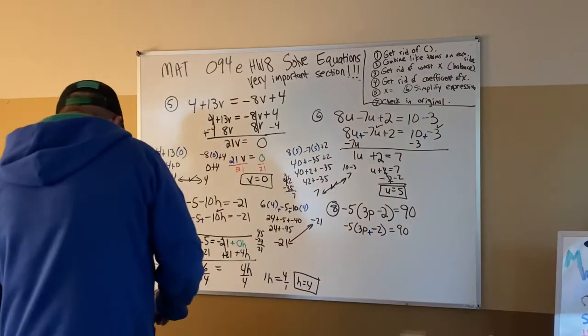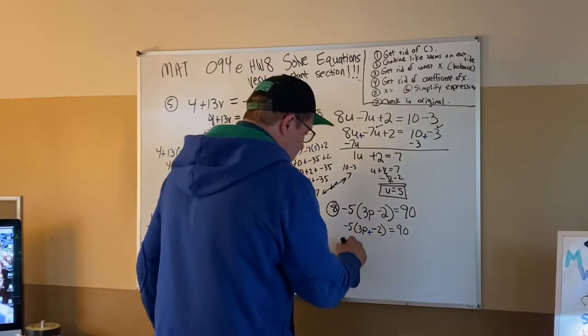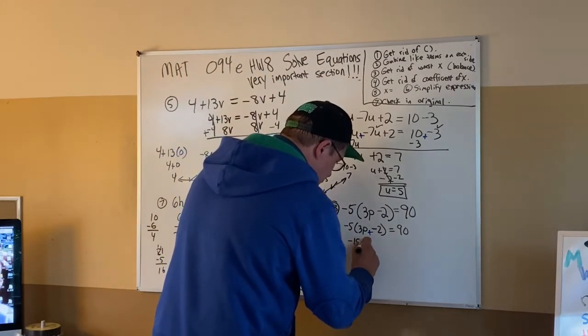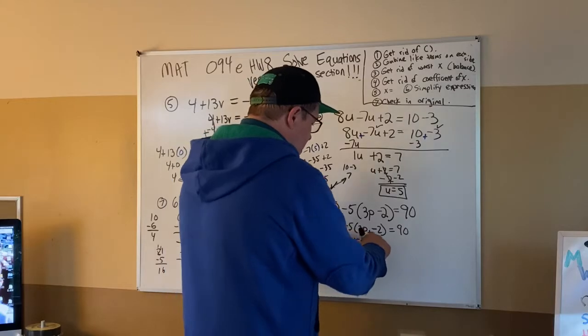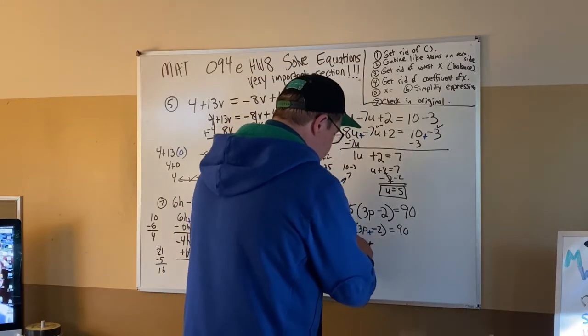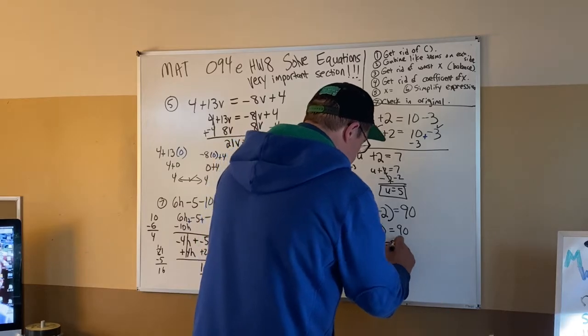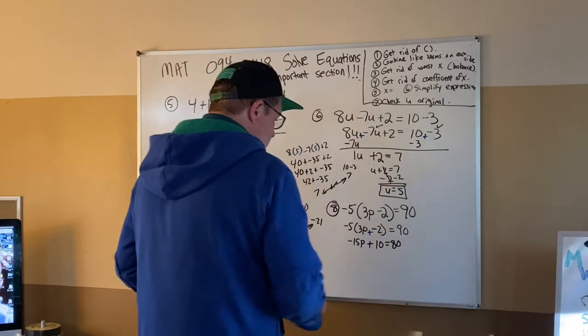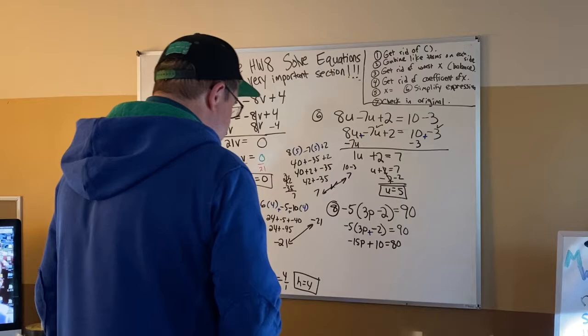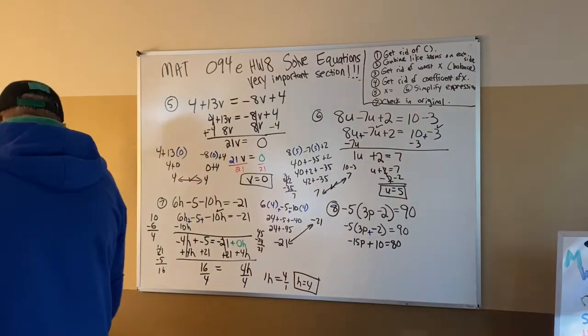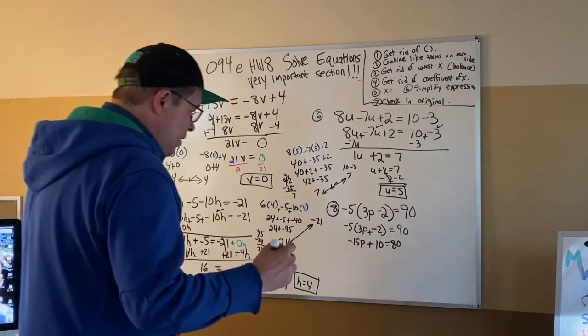I'm going to do negative 5 times 3p, negative 15p. Negative 5 times negative 2 gets me positive 10 equals 80. So now the only p that I have here is negative, and I'd like that to be positive. So I'm going to go with the plus 0p here.